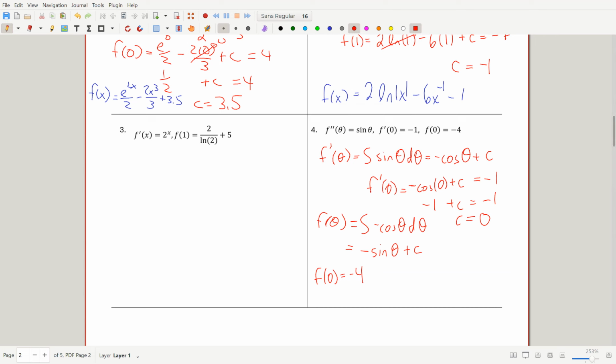And the f of 0 is negative 4. So the f of 0 is negative sine 0 plus c. Sine of 0 is 0. Right, yep. And then that equals negative 4. But that's just 0, so I literally just have c equals negative 4. I forgot to write the equation. So my f of x is negative sine theta minus 4.